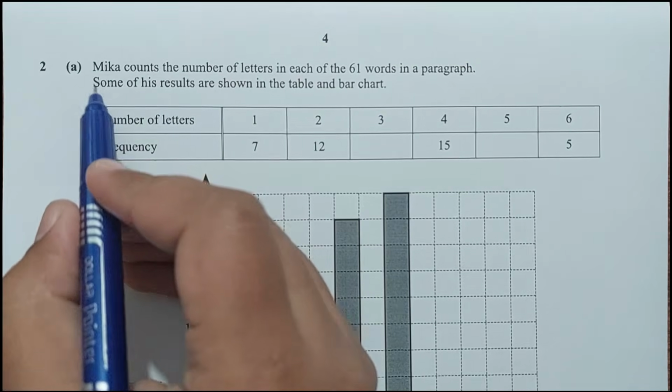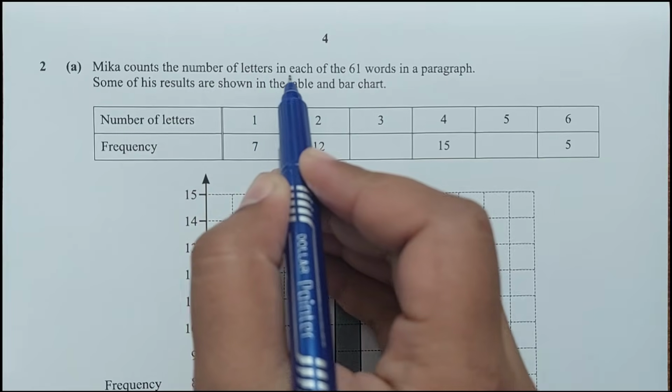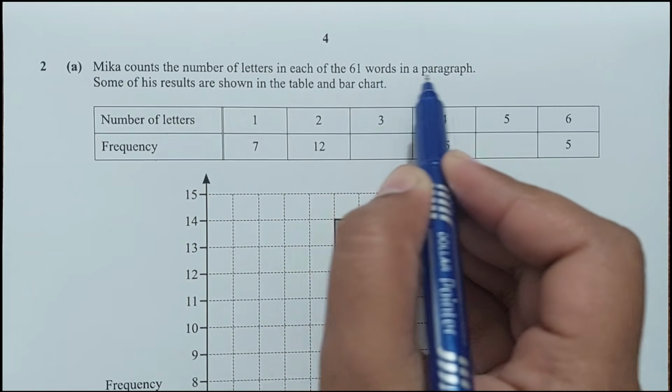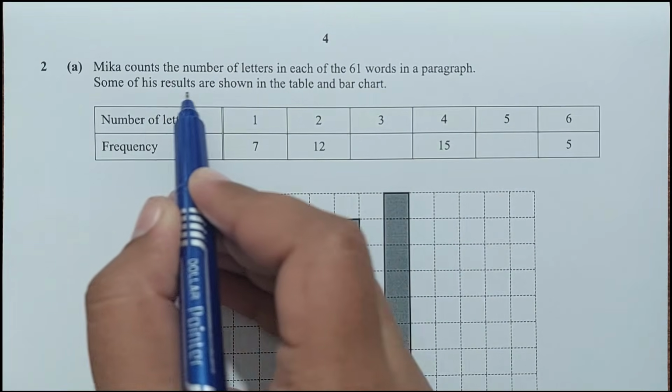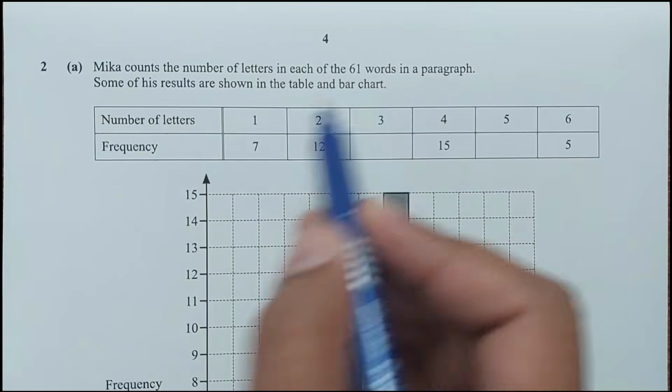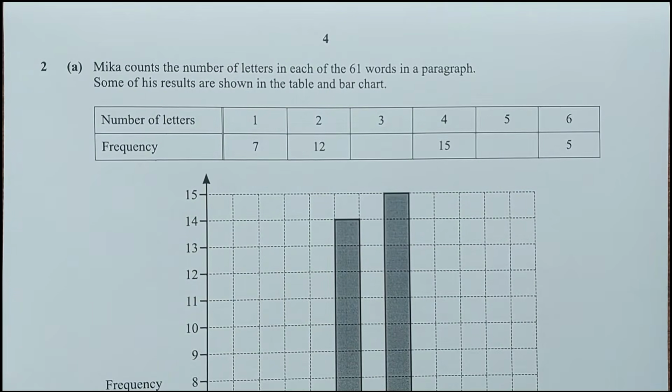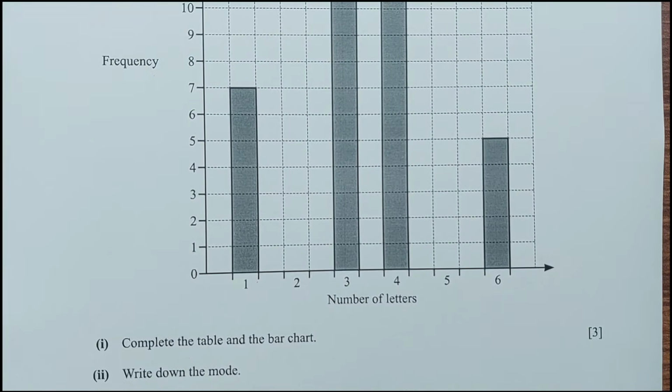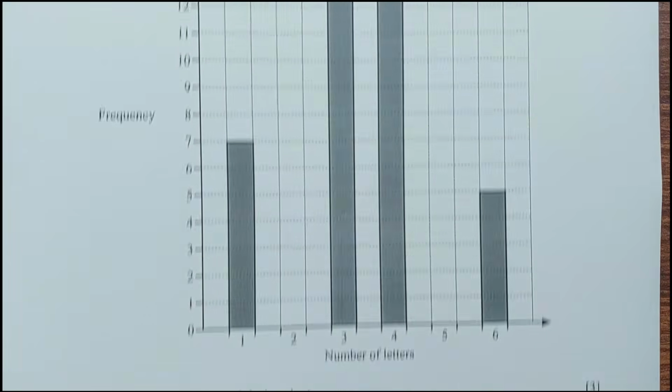Question number 2, part A. Mika counts the number of letters in each of 21 words in a paragraph. Some of his results are shown in the table and the bar chart, number of letters and the frequency. Number 1, complete the table and the bar chart.